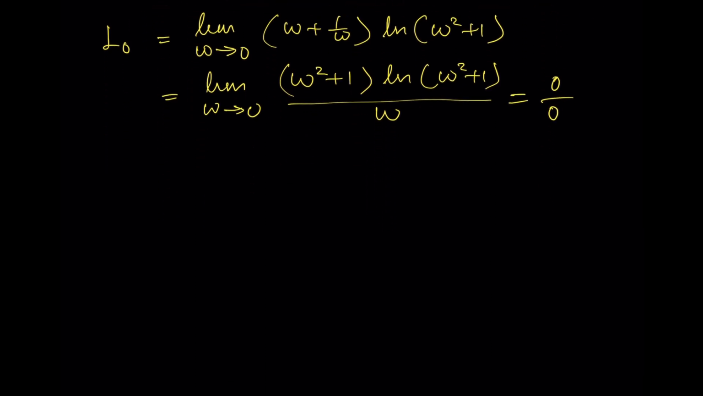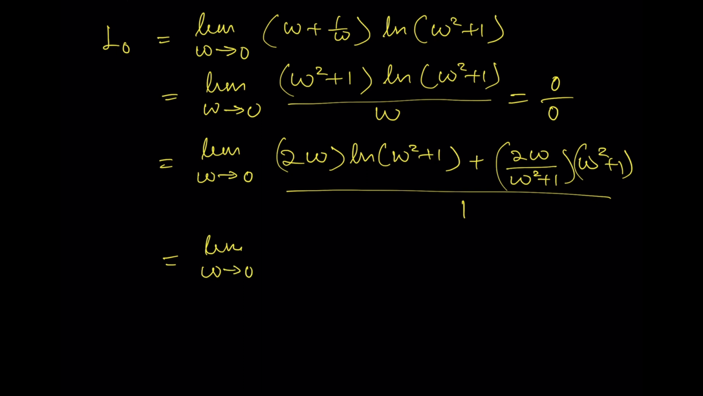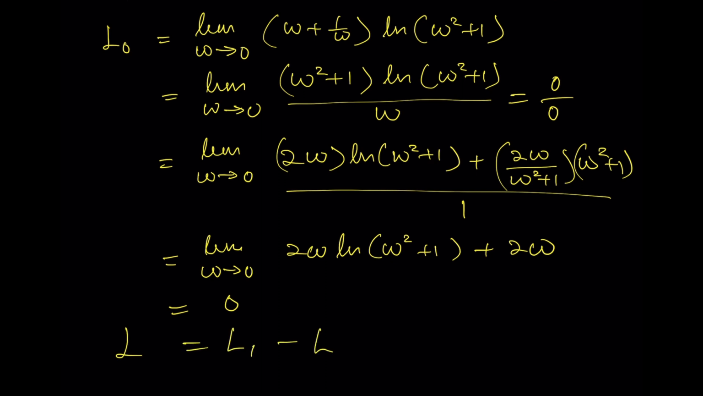Apply L'Hopital's rule. This gives us the limit as W tends to 0 of 2W multiplied by natural log of W squared plus 1, plus 2W divided by W squared plus 1, and then the whole thing multiplied by W squared plus 1 and divided by 1, which equals the limit as W tends to 0 of 2W natural log of W squared plus 1, plus 2W. Putting in W equals 0 gives us exactly 0, which means L is equal to 2 natural log 2.